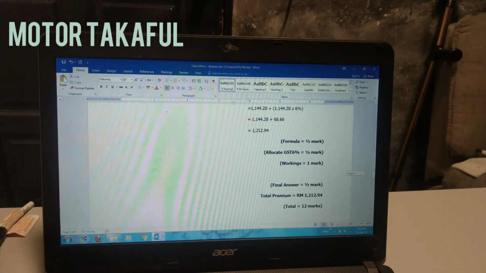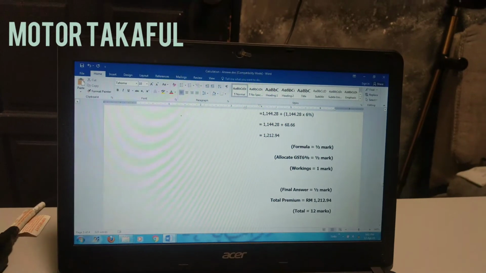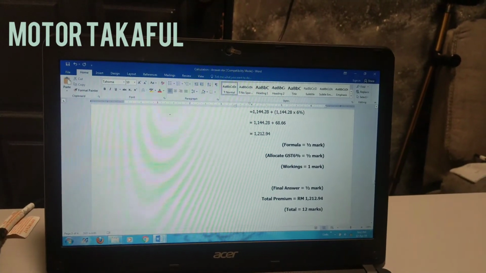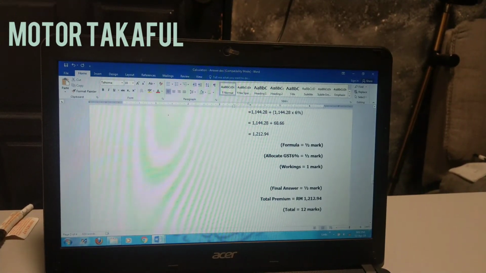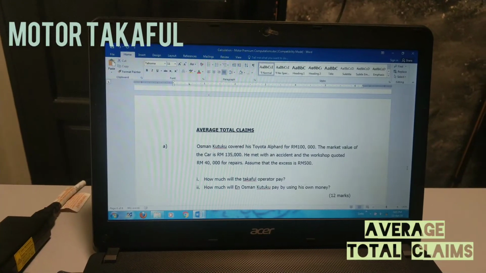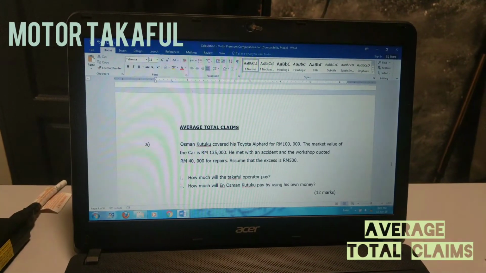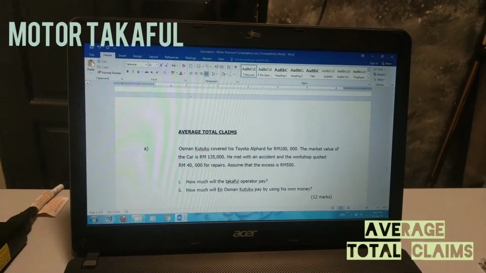So if you have any difficulties with the calculation, please let me know. This is the motor premium calculation. We will discuss the average total claim shortly. Okay, we will continue on the average total claim. This is completely different from the motor premium calculation.